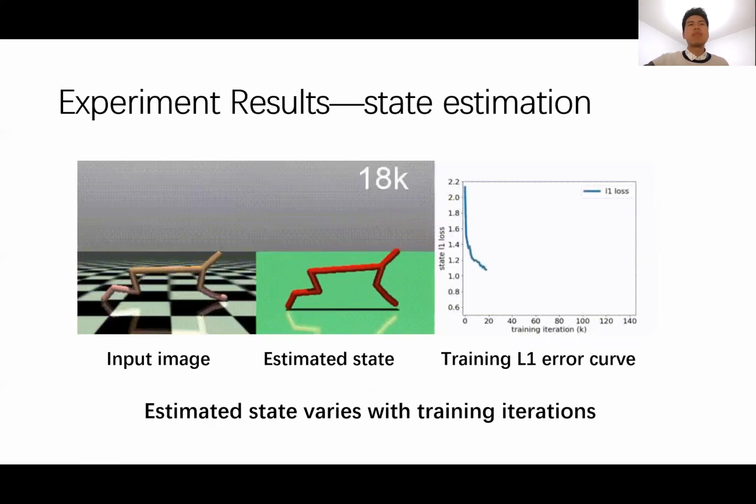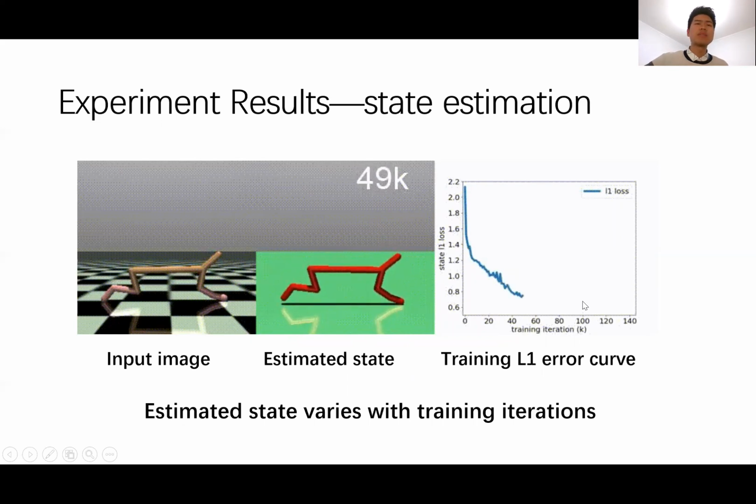And then let's see how our model can lead to interesting results. Here we show state estimation. The left one is the input image. The middle one is the estimated state, and then we render it in a new render engine. We show how this estimated state varies with the training iteration. This number is the training iteration. And the right video shows how the L1 error changed with the training iteration, the L1 error between the ground truth and the estimated state. We can see that the loss is getting smaller and smaller.